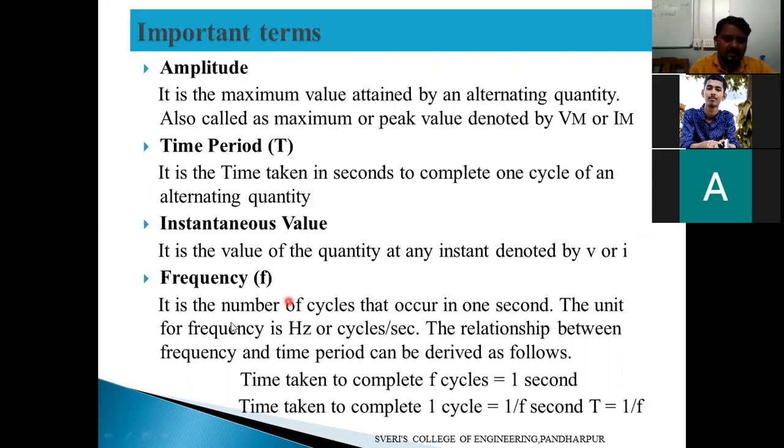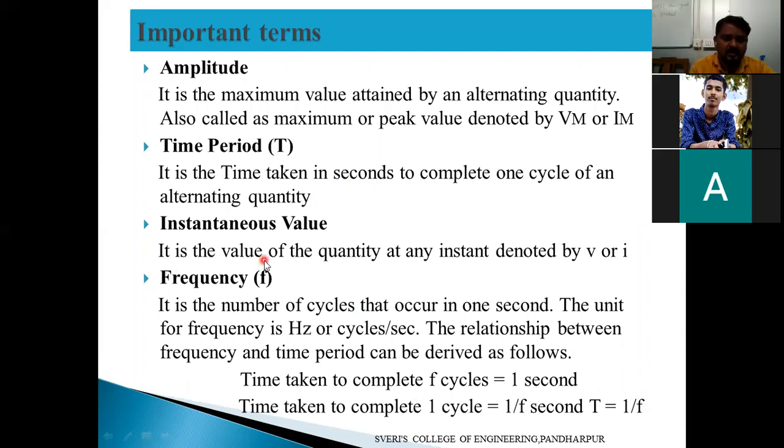And frequency is the number of cycles that occur in 1 second. The time taken to complete one cycle, that is called time period. But the number of cycles per second, how many cycles are completed in one second, that is called frequency. Frequency we are going to call that.